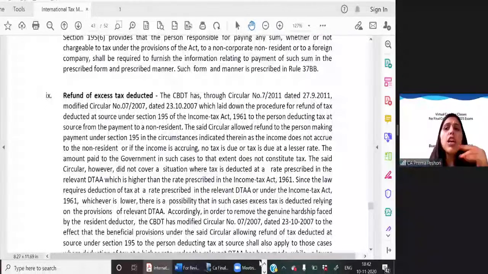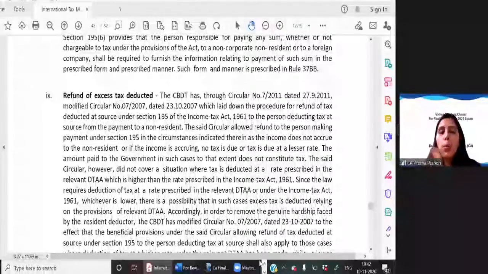Clear? If you are redeeming the GDR, then in that particular case, what will be the tax rate? It will be the normal tax rates. Normal tax rate for short-term capital gain, it will be slab rate. For long-term capital gain, it will be under 112.